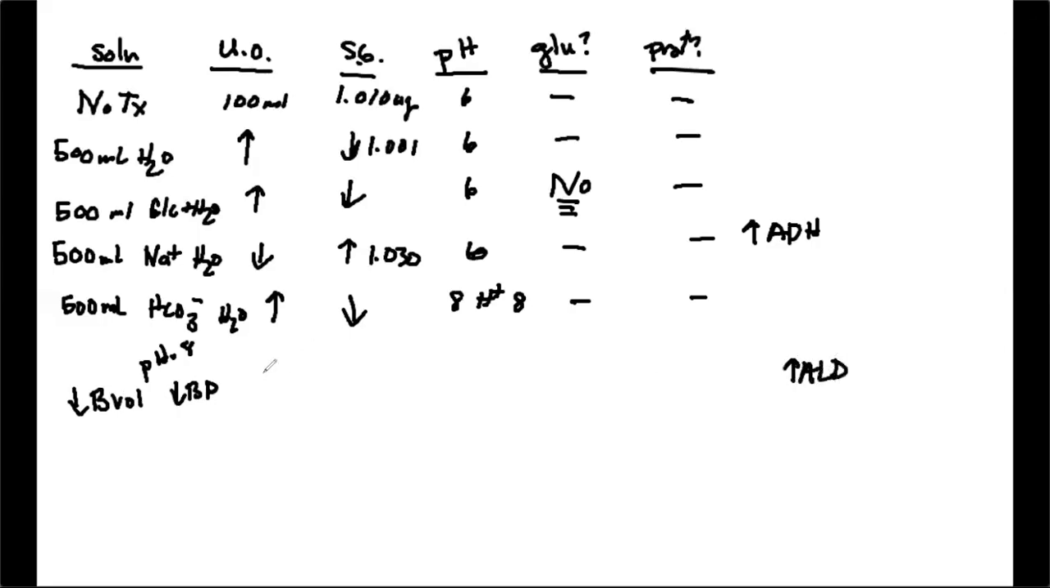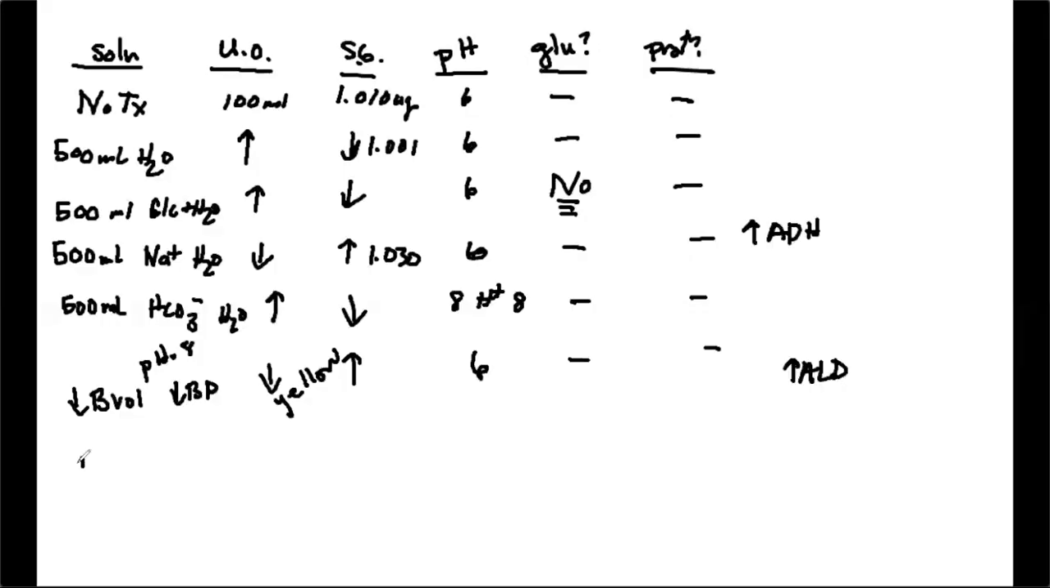So would you pee out water or would you hold on to it? Good, you're going to hold on to it, so urine output drops. Specific gravity is going to go up. Does this affect pH? Nope. Glucose? No. Protein? No. Okay, good. If urine output is less, what is the color of that urine? Good, it's probably dark yellow.